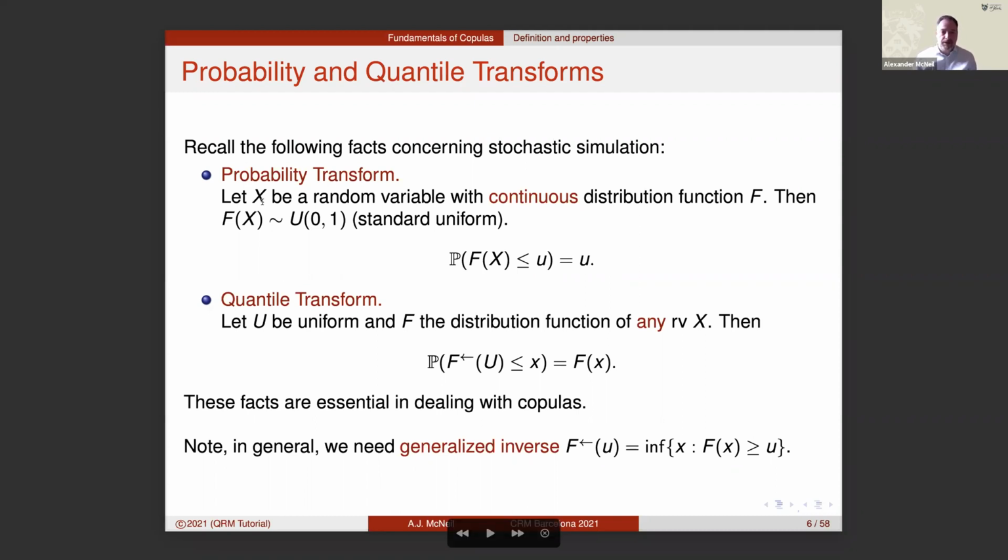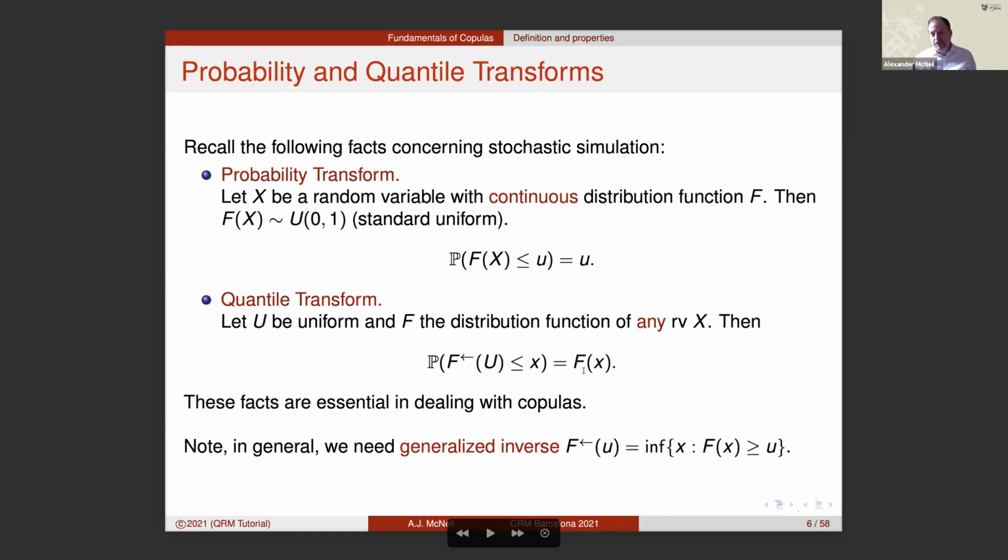And the idea is simply that if you have a random variable, X, with a continuous distribution, and you transform it with its own distribution, then you get a uniform. So transform X with its own distribution, F, you get a uniform. That works for continuous random variables. The quantile transform is the inverse, if you like. And that says if you start with a uniform, and you start with a distribution function F, and in fact, this time it can be any distribution, whether continuous or discrete, and you apply the inverse of F to U, then you get a variable that has the distribution F.